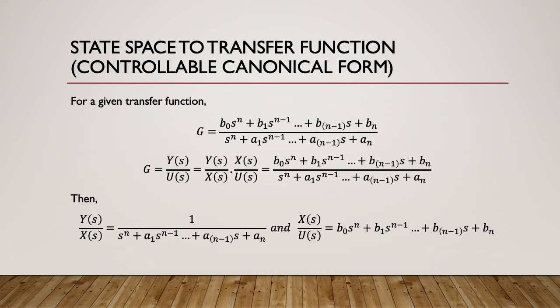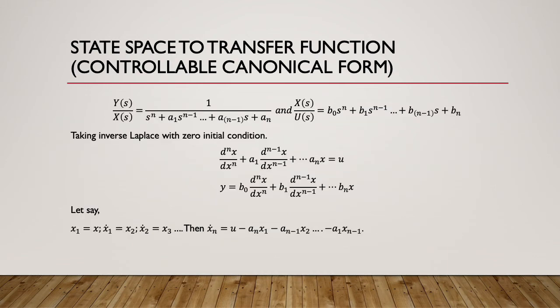Let's say G is a transfer function in this form, which is Y(s) output upon input U(s). If you represent Y(s) upon U(s) in the form of Y(s) upon X(s) times X(s) upon U(s), where X represents the Laplace transform of the state, we can define these two equations in this form. Let's say Y(s) upon X(s) equals this value and X(s) upon U(s) equals this value.